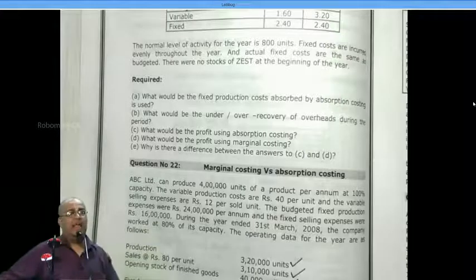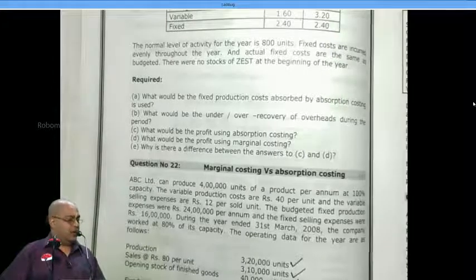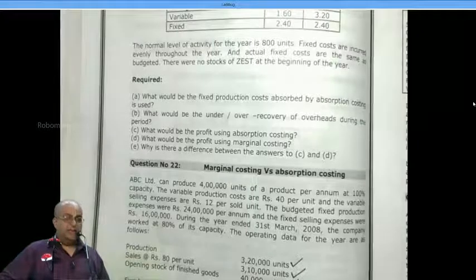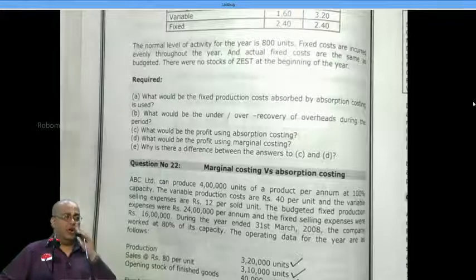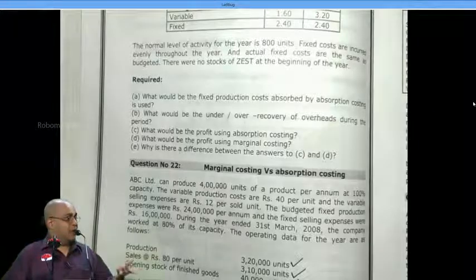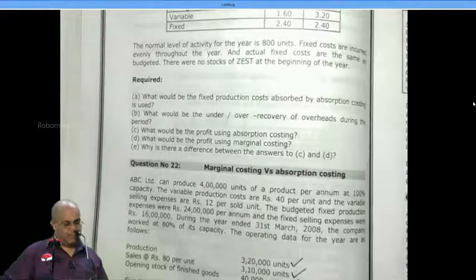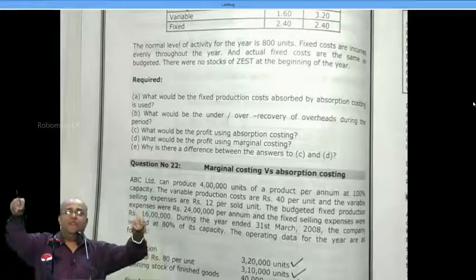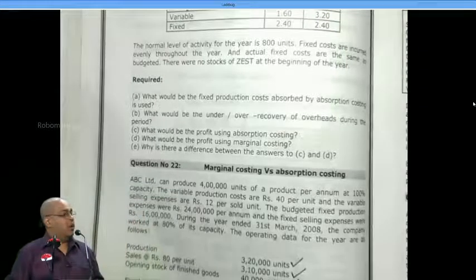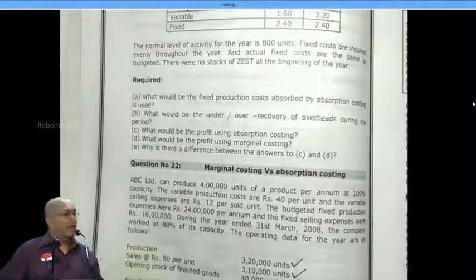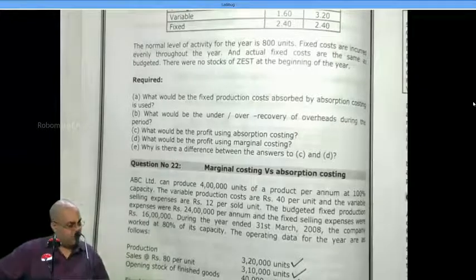19,20,000 is equal to 19,20,000. We absorb 19,20,000, right or not? Next, actual fixed overheads is equal to, how much is actual fixed overheads? 24 lakhs. Actual fixed manufacturing cost is equal to 24 lakhs. I have spent 24 lakhs fixed manufacturing cost. I absorbed only 19 lakh 20. Did I over absorb or under absorb? Under absorbed. Write down: under absorption of fixed manufacturing cost.